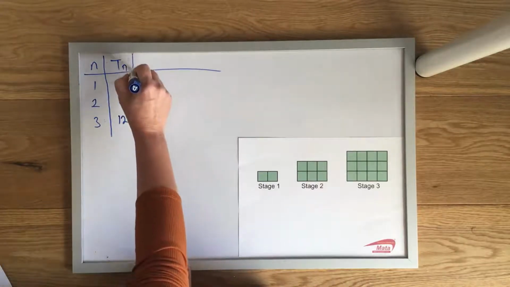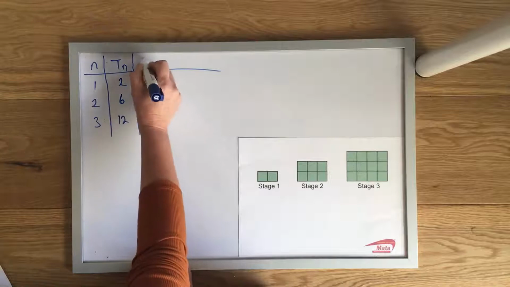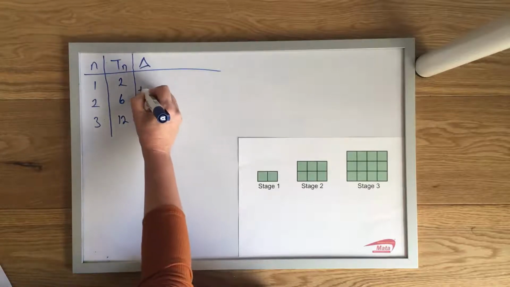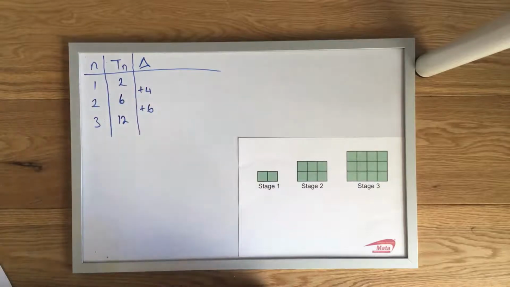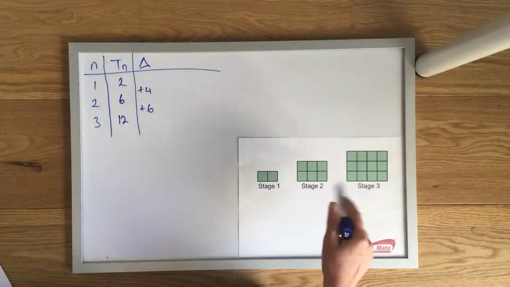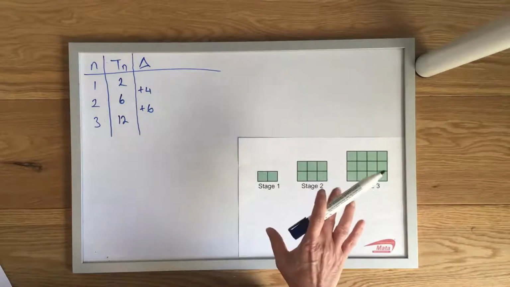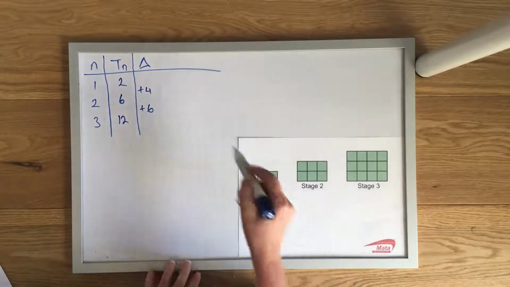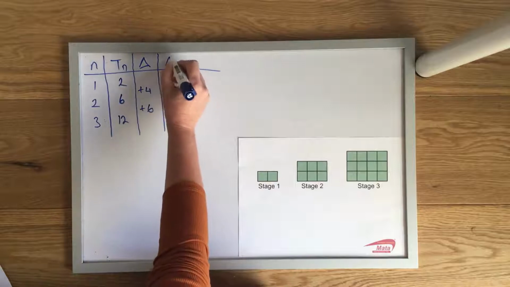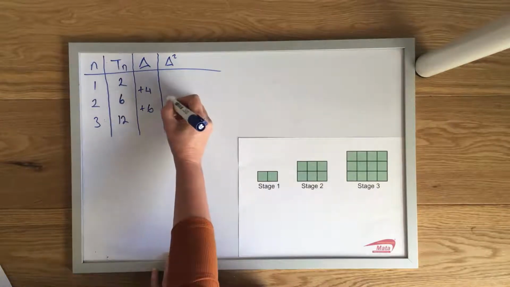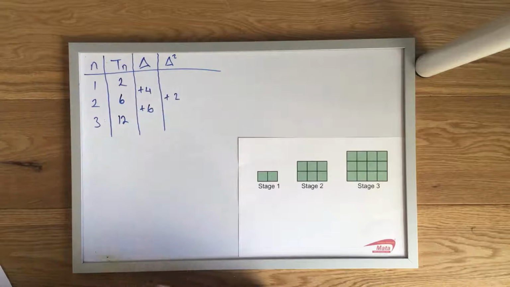Then we look at the first difference. So 2 to 6 is plus 4, 6 to 12 is plus 6. So it's not constant, so at least we know that it's not linear. We can actually tell it's quadratic because we've got rectangles going on here, and every time you have rectangles you're talking about quadratic. So now we look at the second difference. To go from 4 to 6, we're adding 2.